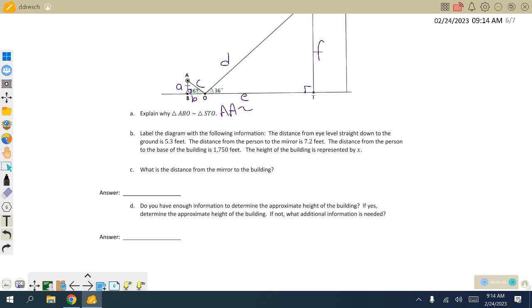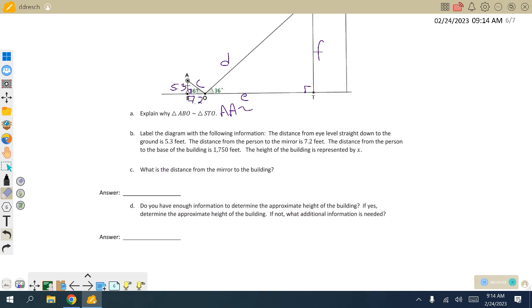Not quite C. It says distance from eye level straight down to the ground. That is A. Basically, that is your height. Straight down to the ground, that's your eye level, essentially your height. So height is going right there. Next part: the distance from the person to the mirror is 7.2. So we took out A, and B is 7.2.